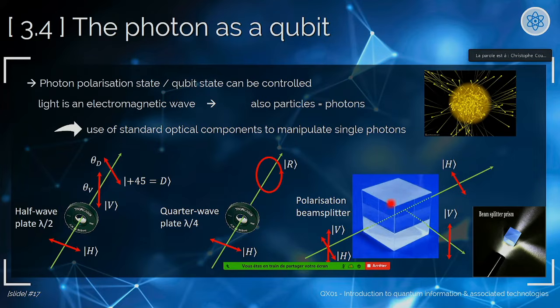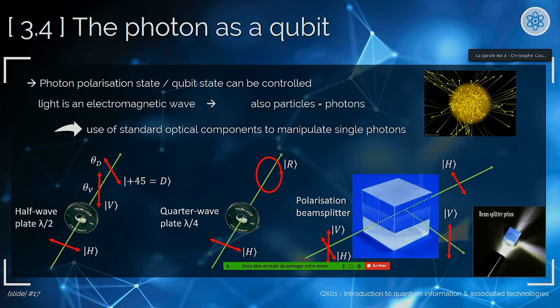Or you can also have what we call polarization beam splitters, which would be these nice cubes. And what they would do is the same: they would split the light into two directions. So usually one is transmitted and one is reflected. But they would separate the light depending on the polarization state. So for instance, in this case, the horizontal polarization would go through, whereas the vertical polarization would be reflected.